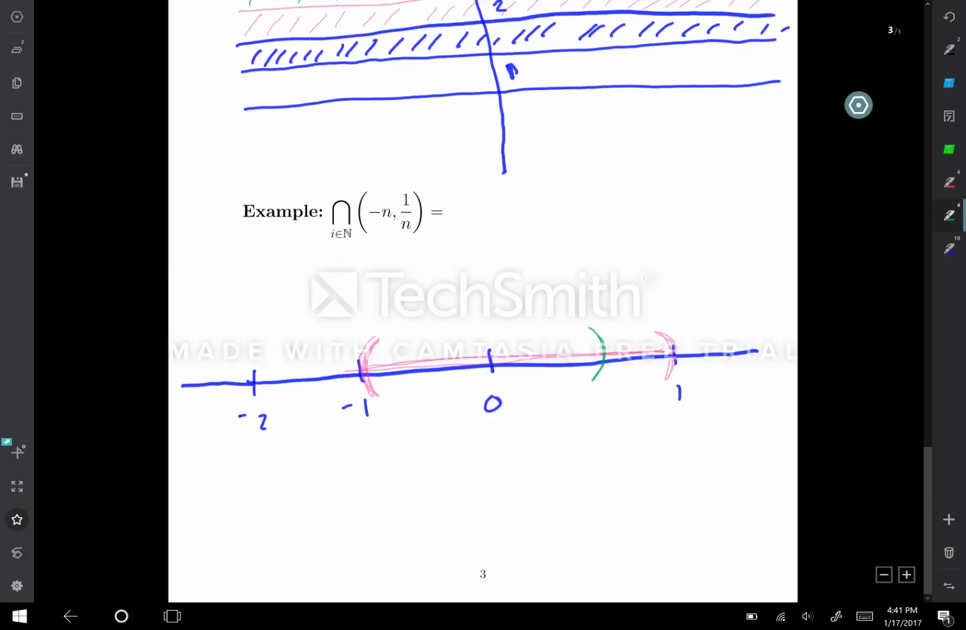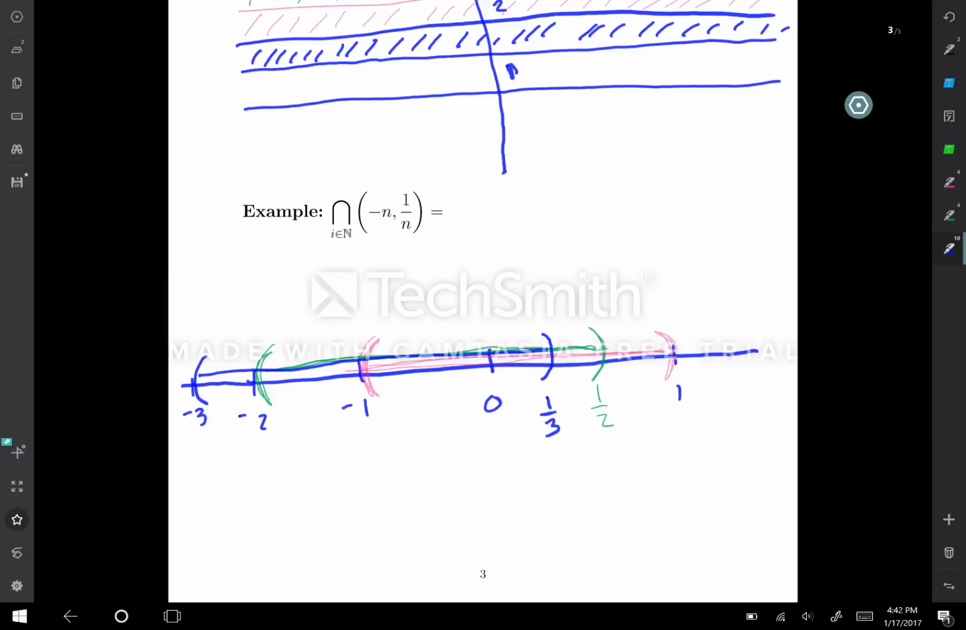So 1/2, negative 2. That's what the second interval looks like. And the third interval would be negative 3 to 1/3. So the question is, where do all of these sets overlap? Is there anything that is included in every single one of them?